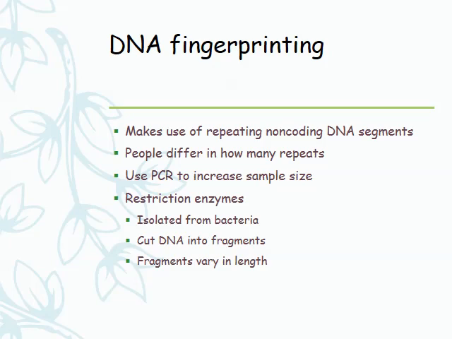PCR is used to increase sample size. And then restriction enzymes, which are isolated from bacteria, cut the DNA into fragments. The fragments that are generated vary in length, and each individual has their own unique set of fragments.